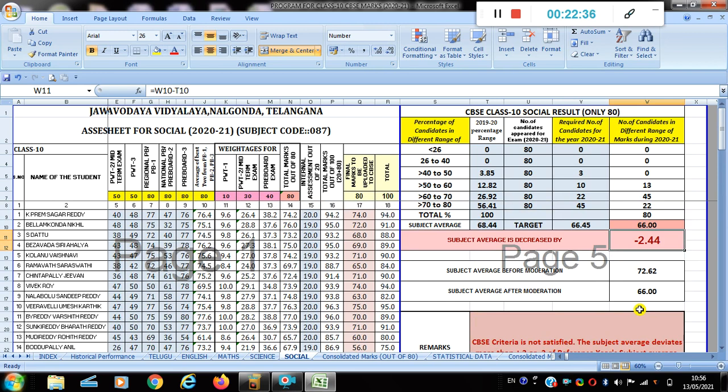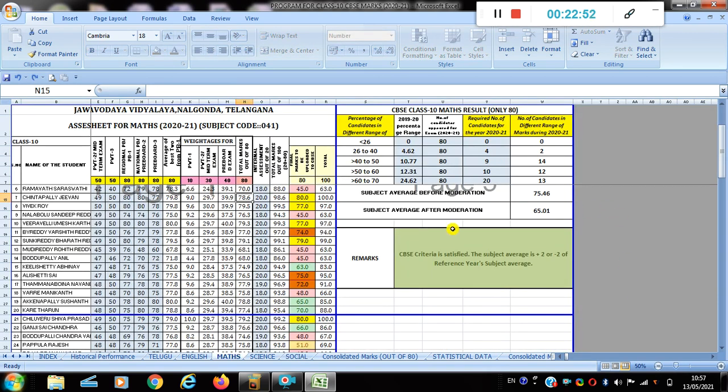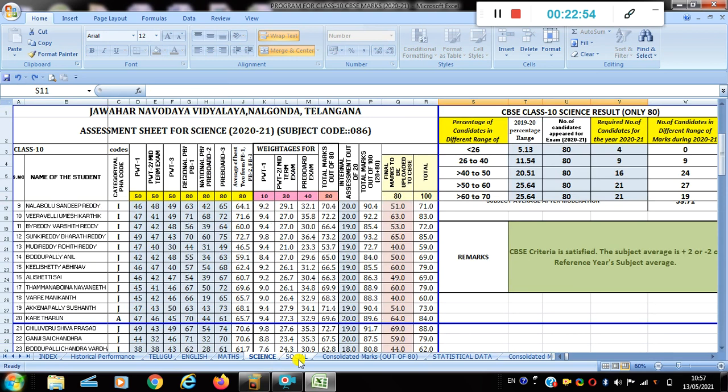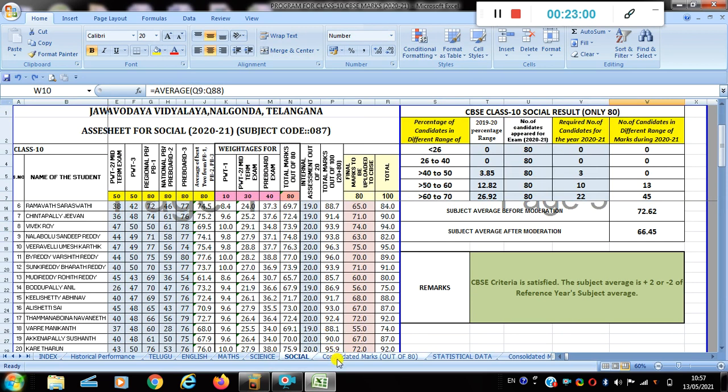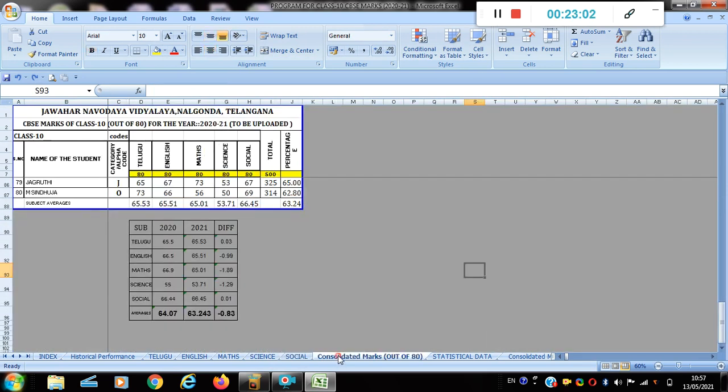The same thing can be checked by the CBSE checker, which will be issued for us later by CBSE. Before that we can have some idea with the help of this software. Just let me undo the thing. Undo, yes. Science, okay. Social we discussed, and we undo the thing. Yes, criteria is satisfied. Now the next sheet is consolidated marks out of 80.